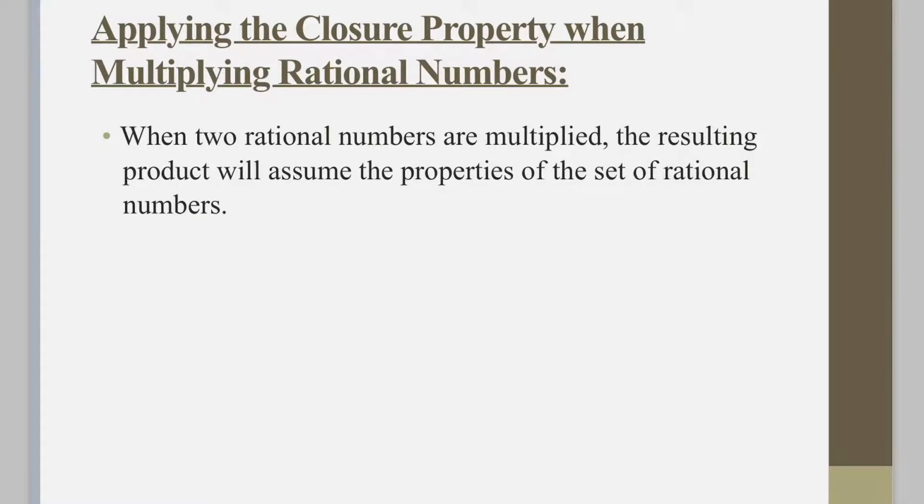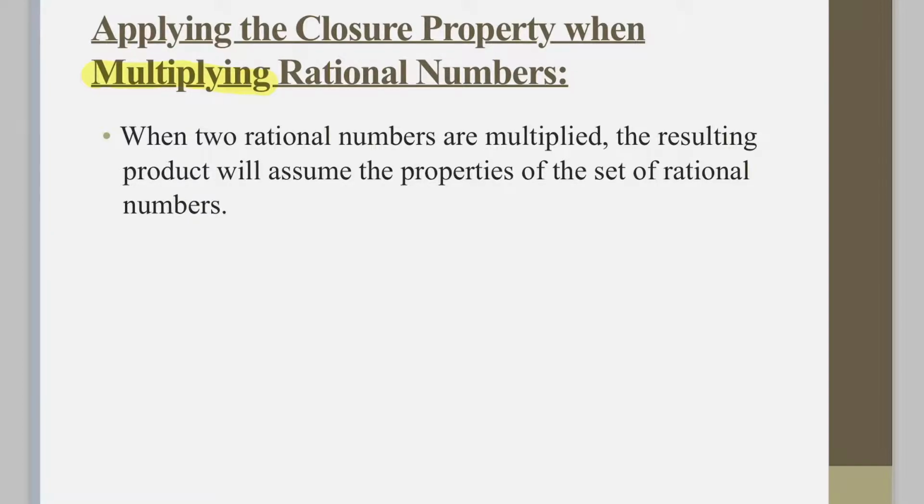Applying the closure property when multiplying rational numbers. Notice that we have now shifted from addition to multiplication. However, if you recall, the closure property holds for both addition and multiplication, meaning that the same conclusions can be made despite the fact that we are multiplying rather than adding.